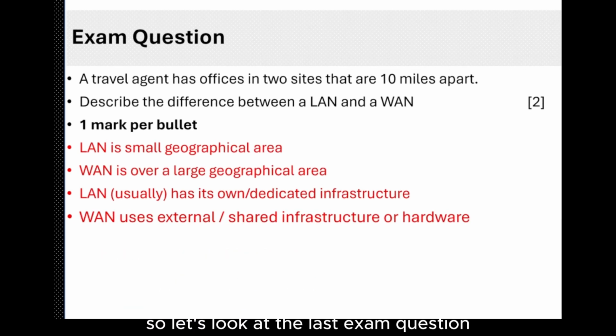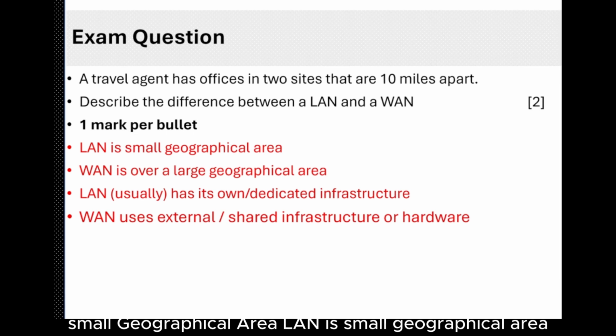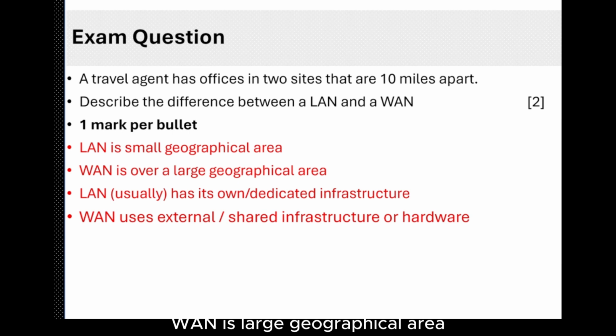So let's look at the last exam question. A travel agent has offices in two sites that are 10 miles apart. Describe the difference between LAN and WAN. So, as I have mentioned, keywords: small geographical area. LAN is small geographical area, WAN is large geographical area. LAN has its own dedicated infrastructure, WAN uses external infrastructure or hardware.